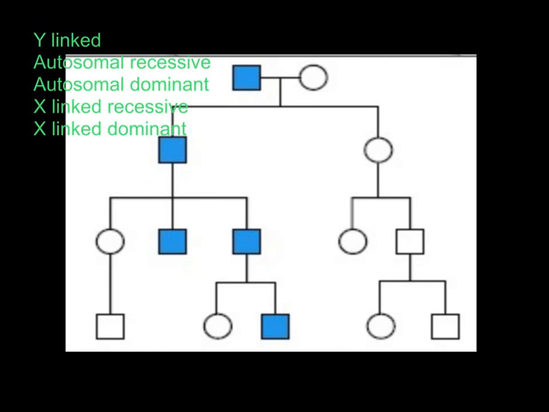Okay, in this pedigree, what we notice right off the bat is that the only individuals affected are males, and we are not skipping any males in the line of descendants. So it is quite possible that this is showing Y-linked inheritance.